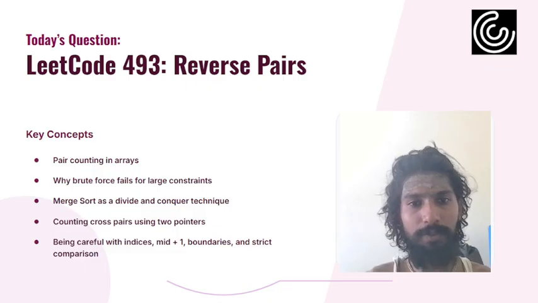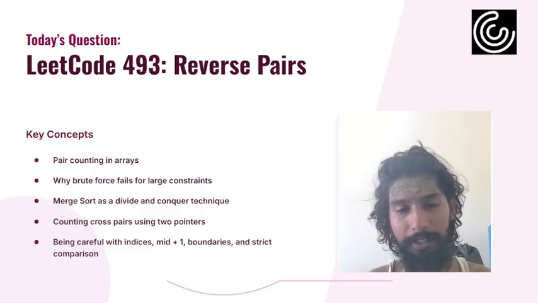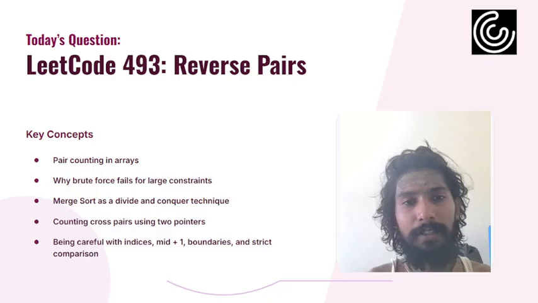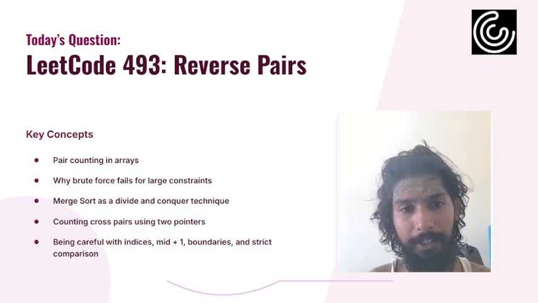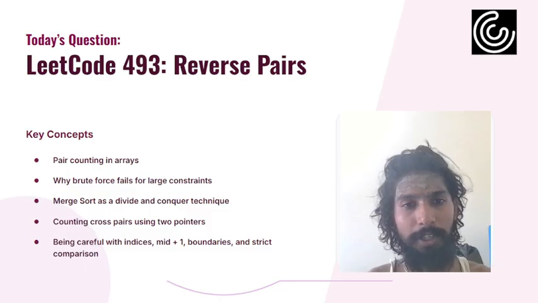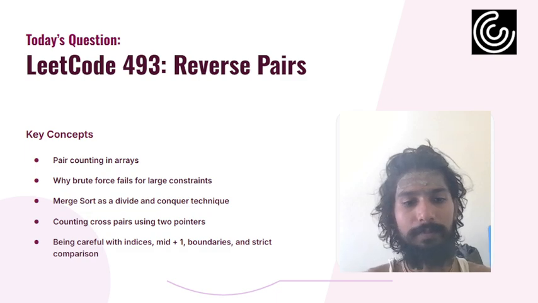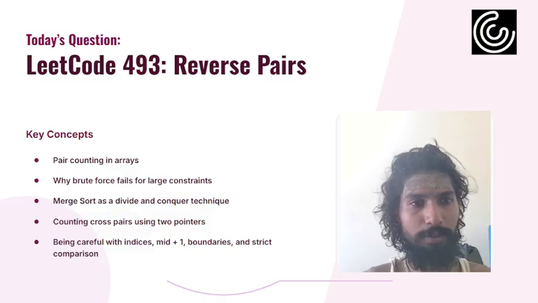In count inversions, we count pairs where nums at index i is greater than nums at index j. But here, the condition is slightly different: nums at index i is greater than 2 times nums at index j. So today our goal is not just to solve this problem but to understand the pattern behind it. Let's switch to the problem statement.